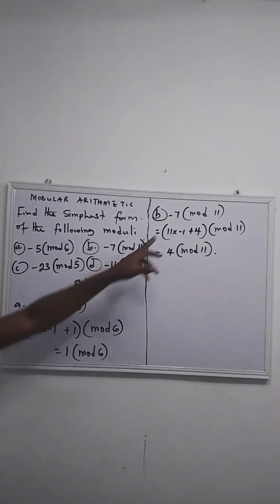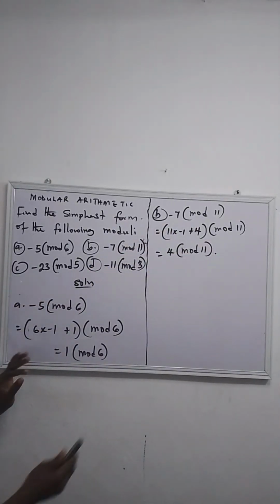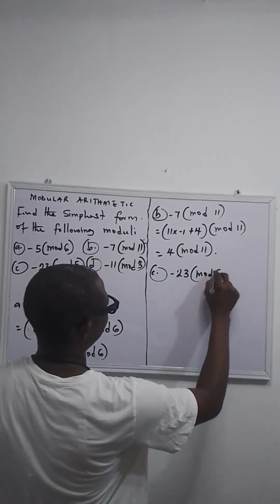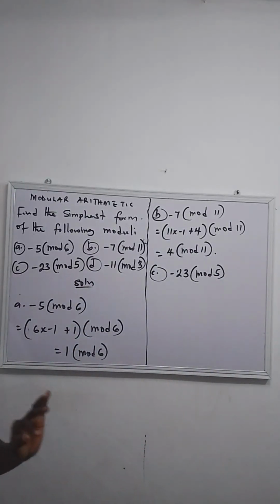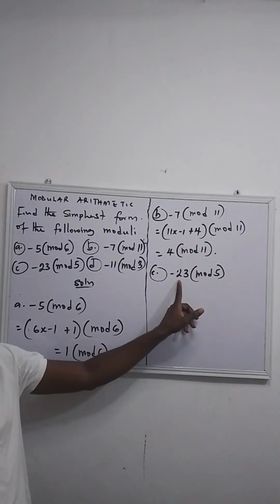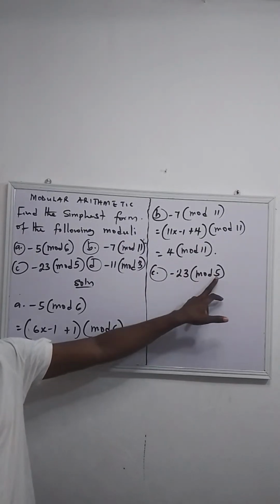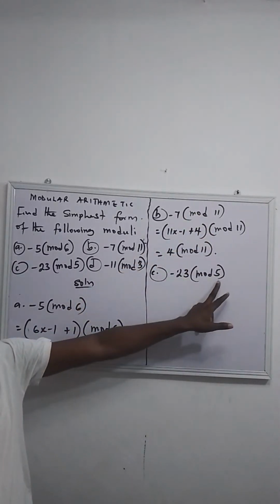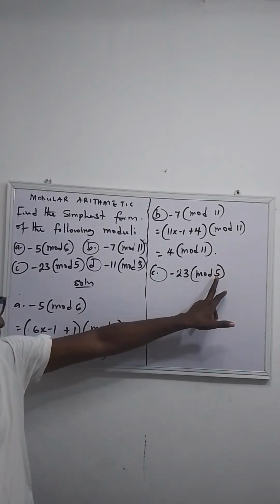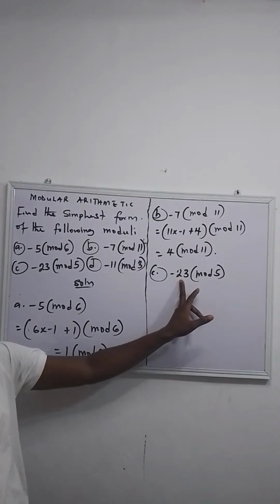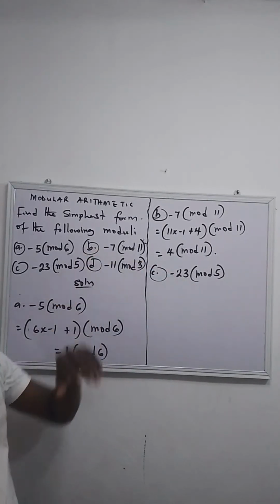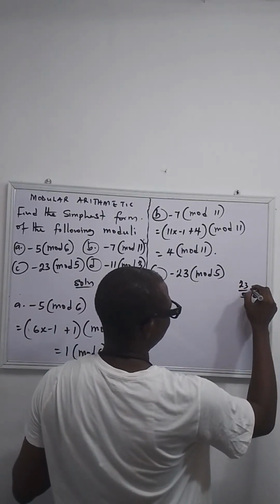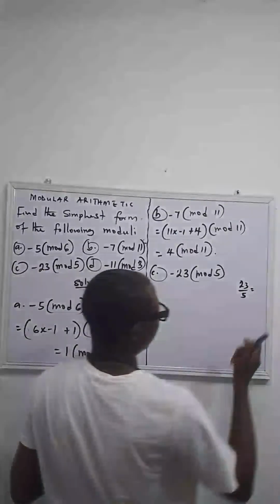Okay, so now we have simplified this. Now let's look at the next one. C, we have -23 mod 5. So how will you do this? Just disregard the negative. Now this number is bigger than the modulo, unlike the previous one where the modulo was bigger than the number. So I'll ask myself, how many 5s are you going to see in 23? So we have 23 divided by 5. What would that give you? That's going to give you 4, right?